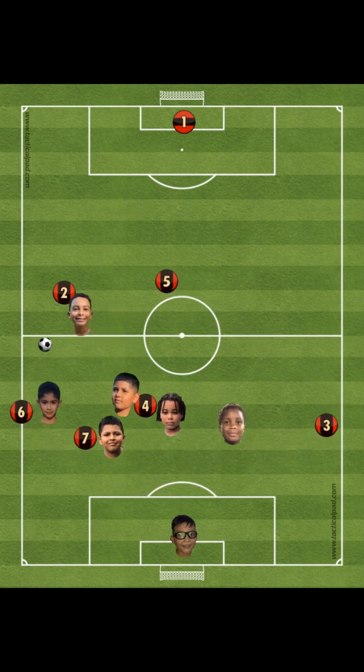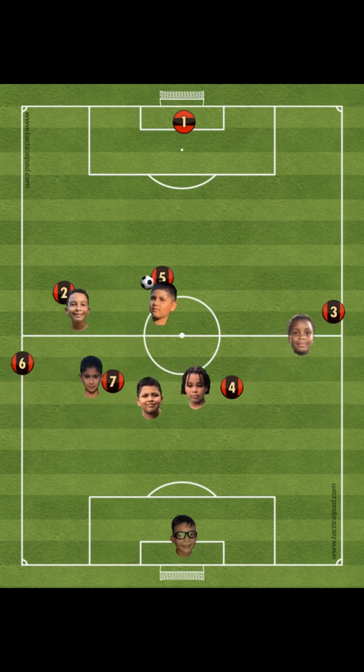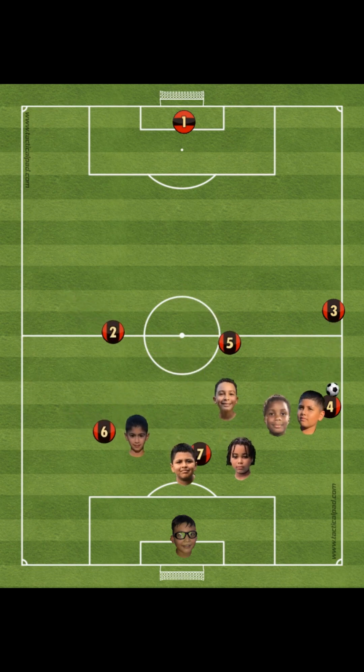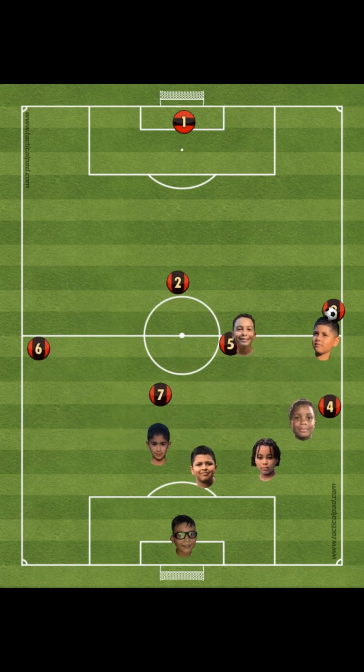The most important thing is staying goal side and staying at an angle where our defensive line is not penetrated, and is able to stay in between the player with the ball and the goal to cover our goal.